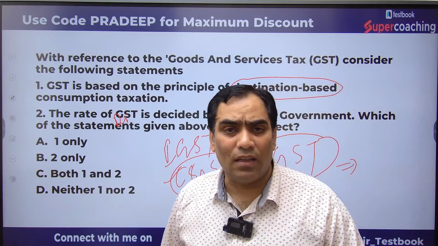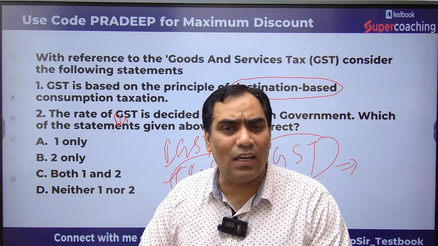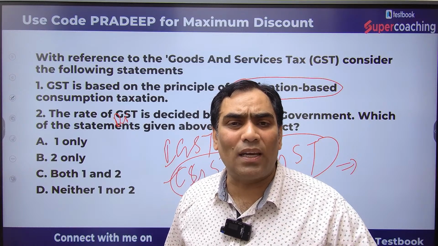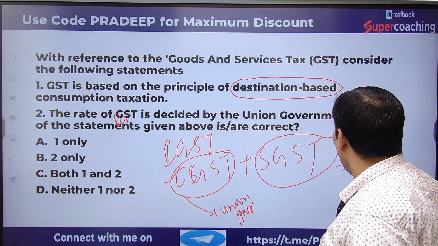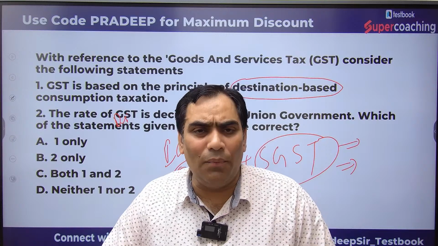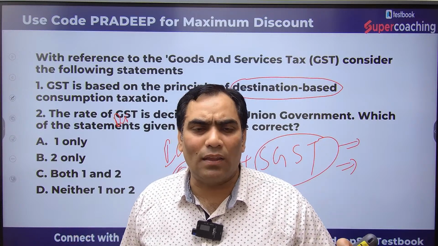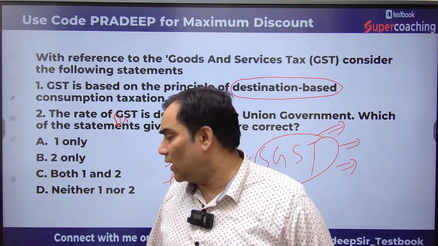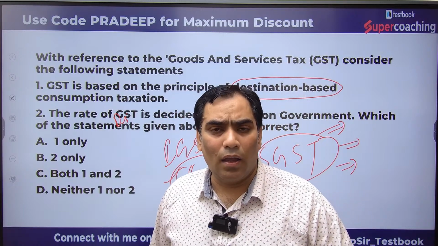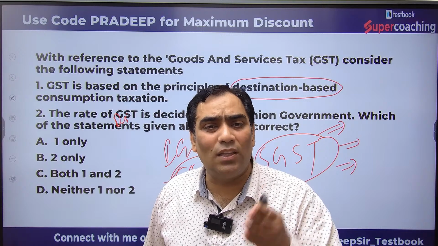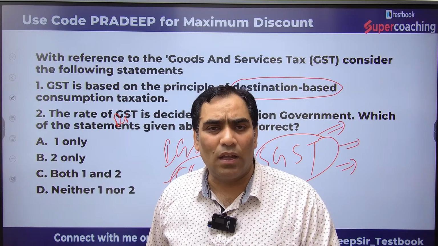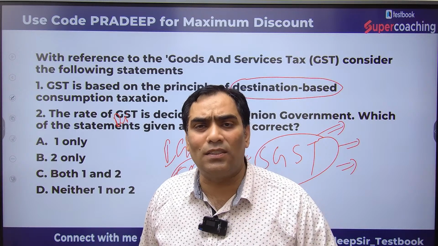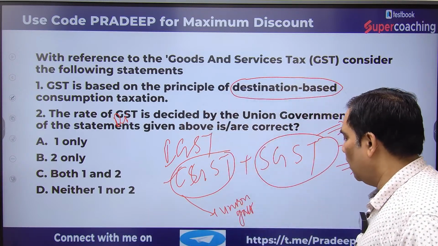But which state? There are two states now. One state is the state in which the production is taking place. The other state is the state in which the final consumption of the product is taking place. That is the meaning of SGST. If consumption is going to take place in different states, that will be distributed among the different states. If the consumption is taking place in one state, it will be in one state only. So that is the meaning of destination. Source based means the revenue goes to the state in which the production has taken place. But destination means the revenue will go to the state in which the consumption is taking place. That's the meaning.